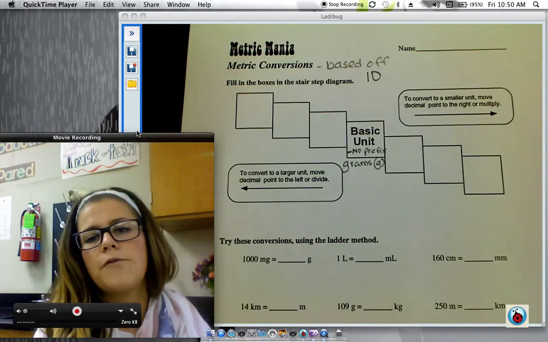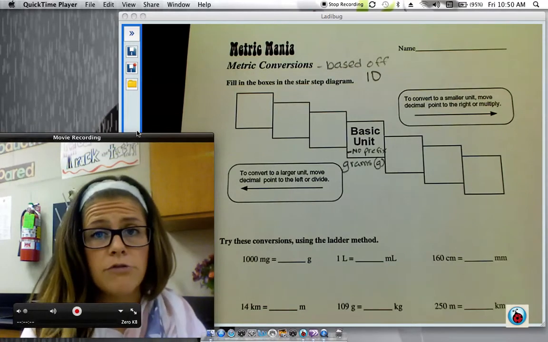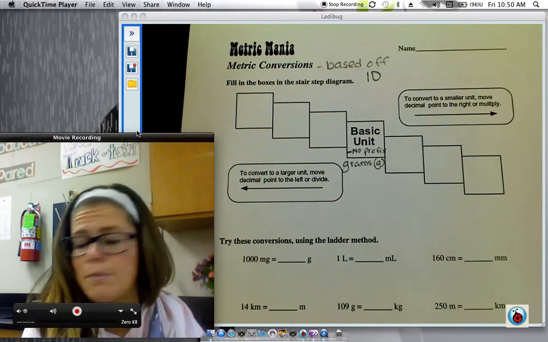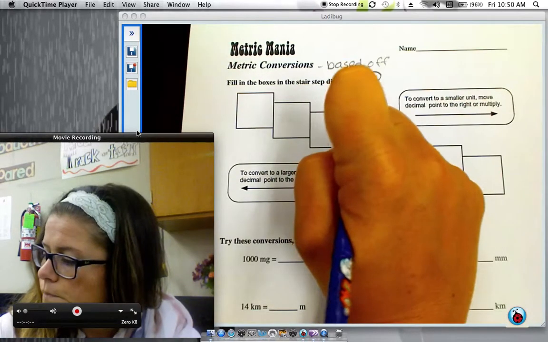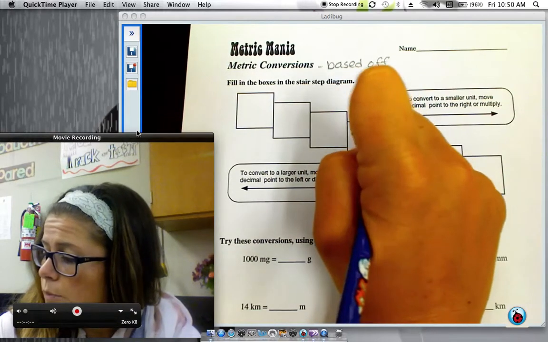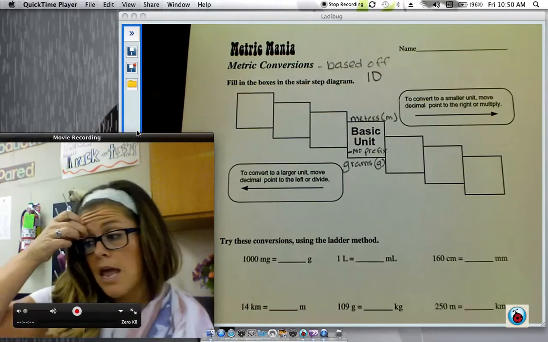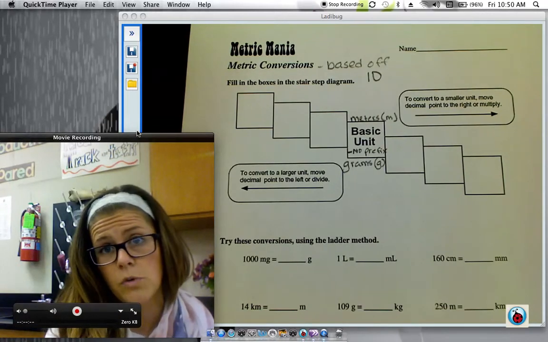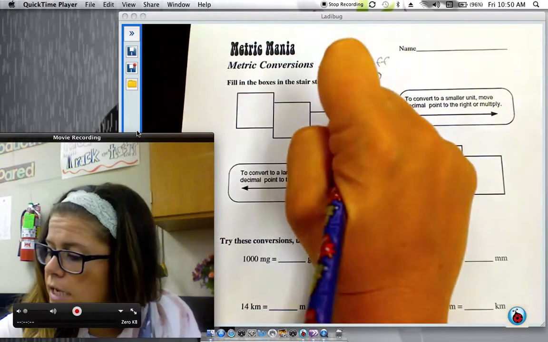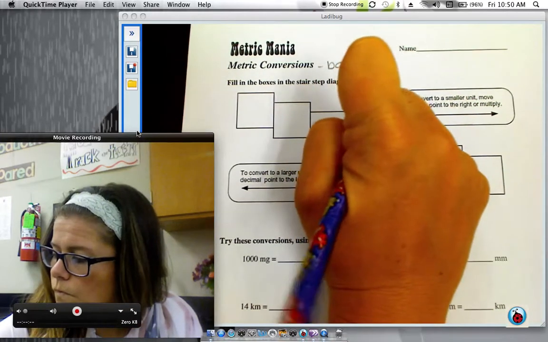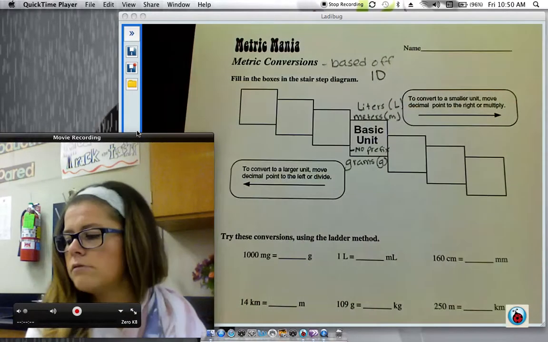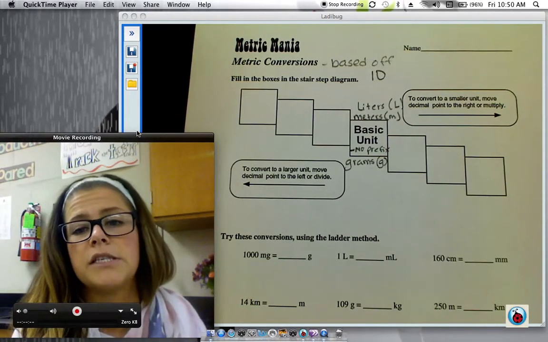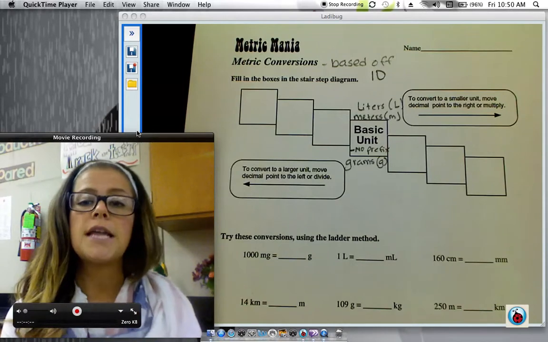Okay, well then, let's say we're talking about length. Hopefully you know the basic unit for length, if we're to have no prefix in front of it in the metric system, is meters, with our abbreviation being M. And then last but not least, if we talk about the volume of a liquid, so we're talking about volumes, we would be in liters. And we don't have any prefixes in front of liters.